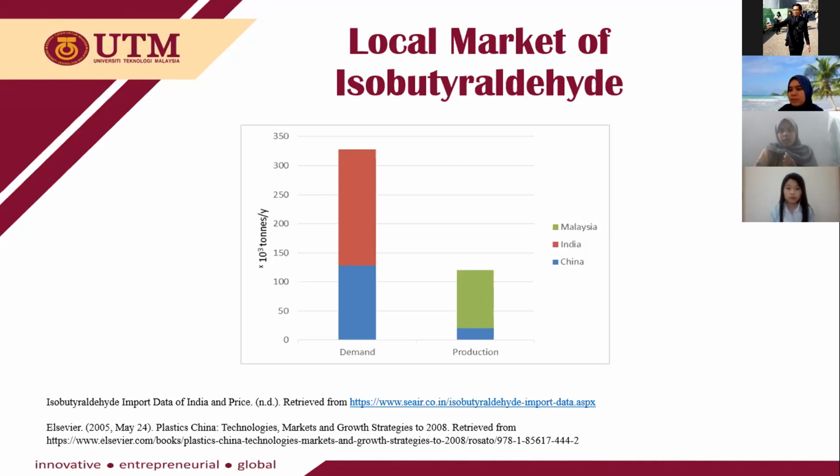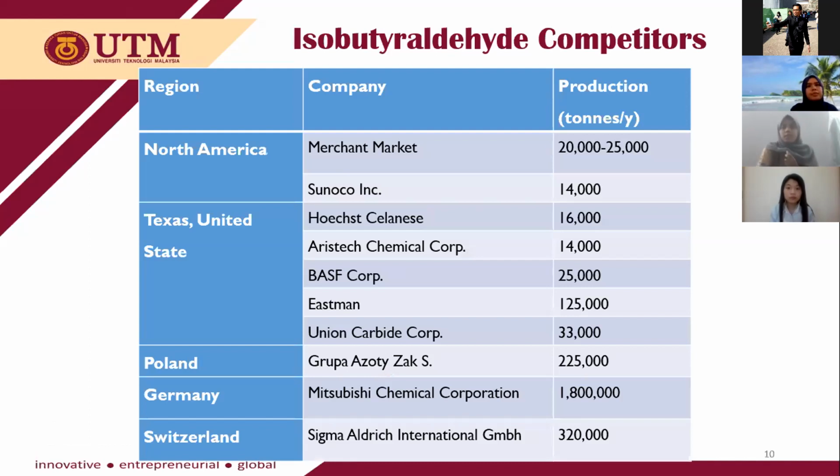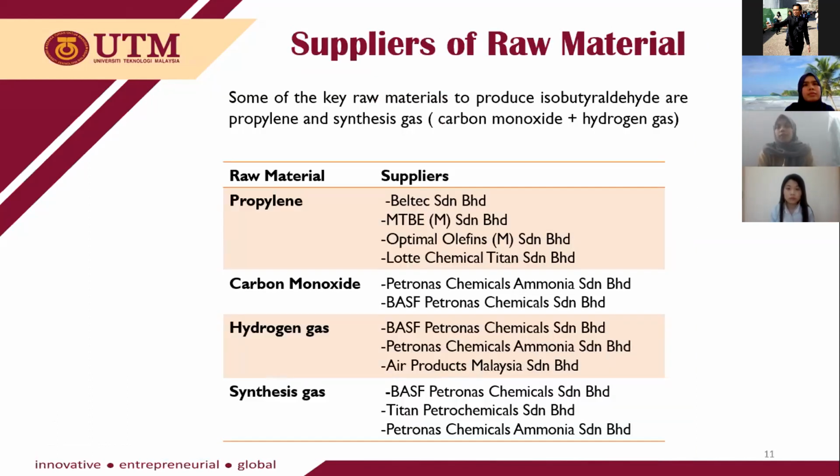Total production is around 120,000 MTA, with 100,000 MTA accounting for production in Malaysia and the rest in China. This table shows a list of isobutadiene competitors around the region: North America, US, Poland, Germany, and Switzerland. For the supply, this table shows suppliers of raw material to produce isobutadiene.